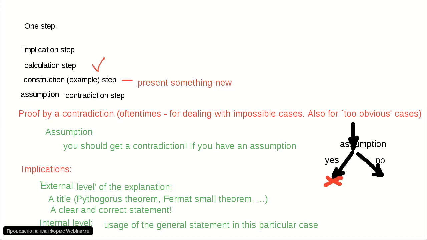And the second level is an internal level. It is taking this general framework of the external level and applying it to your particular situation. So it's when you apply some theorem to the conditions of your problem. For example, you apply the Pythagoras theorem in some particular geometrical problem.